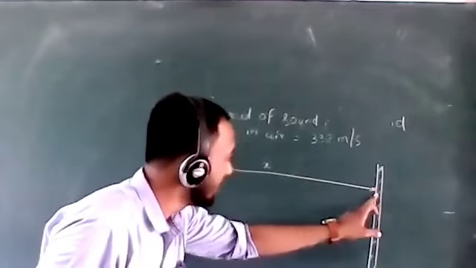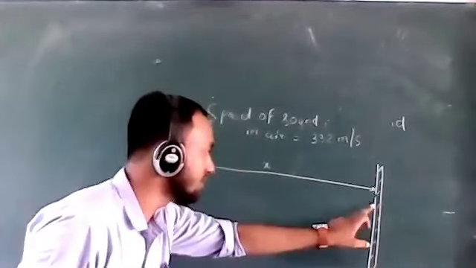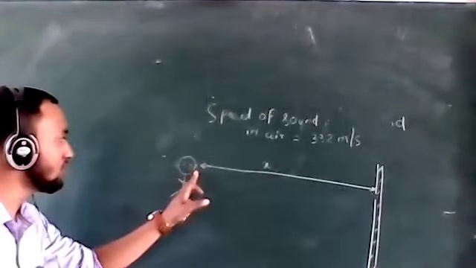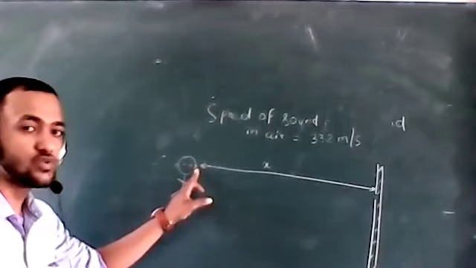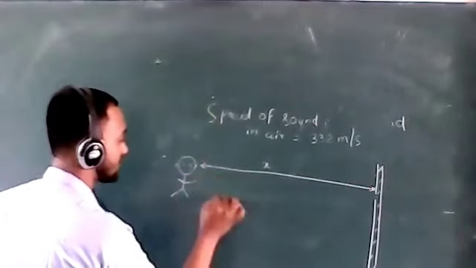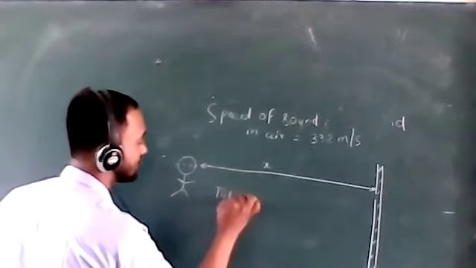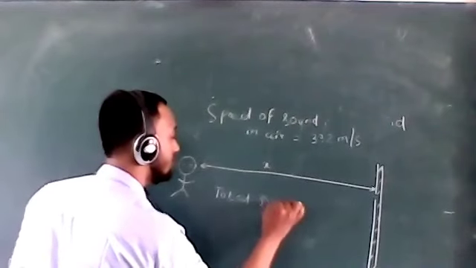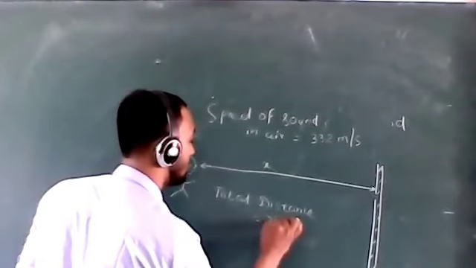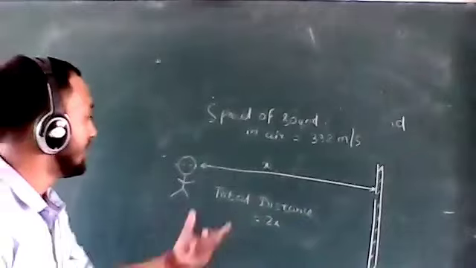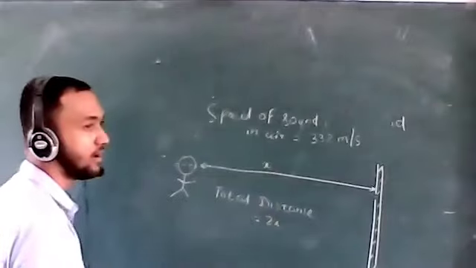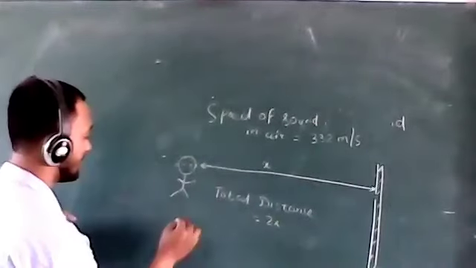First it will go to the reflector, so it will travel x distance. Now it will follow the path again. After reflecting, it will come back to the ear of the source of sound, the speaker. So the total distance traveled by the sound is, first x distance, then x back to the ears. So total distance is equal to 2x. Okay, now what should be the time gap between the two sounds? For human hearing we have 1/10 second.